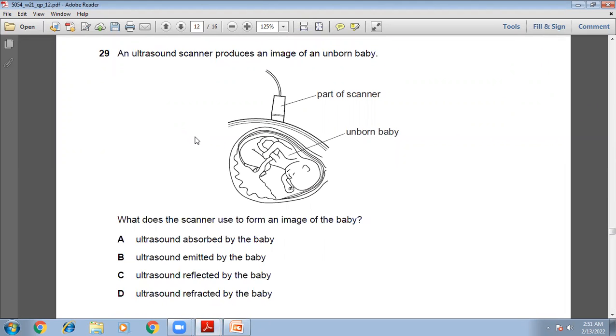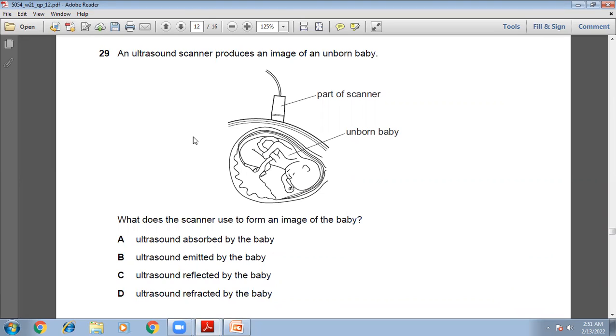An ultrasound scanner produces an image of an unborn baby. What does the scanner use to form an image of the baby? We send ultrasounds, and the ultrasounds are reflected from the baby, and by using the computer, we are able to make the image of the baby.